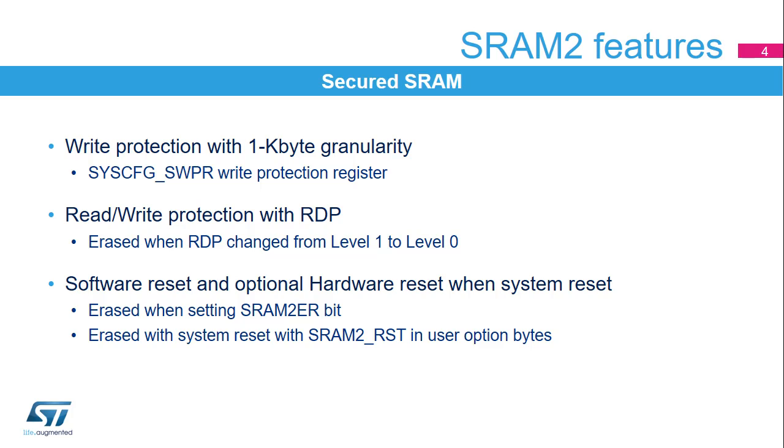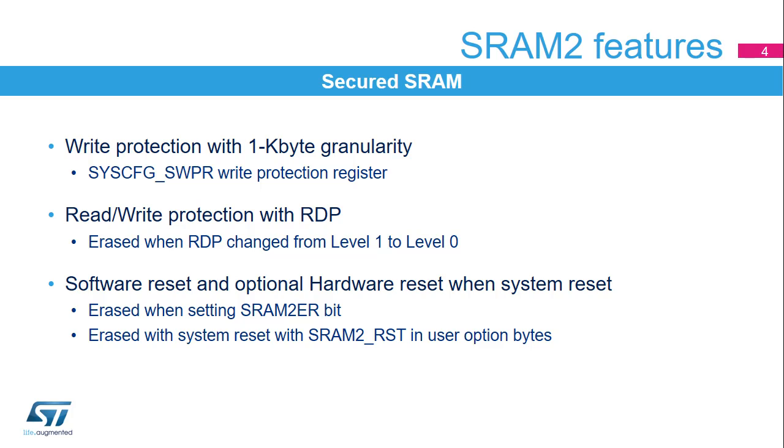The SRAM 2 is also suitable for secure applications. The SRAM 2 can be write protected with a 1 kilobyte granularity. The SRAM 2 can also be readout protected via the RDP option byte. When protected, the SRAM 2 cannot be read or written by the JTAG or serial wire debug port, and when the boot is system flash or boot in SRAM is selected. The SRAM 2 is erased when the readout protection is changed from level 1 to level 0. Please refer to the System Memory Protections training for further details.